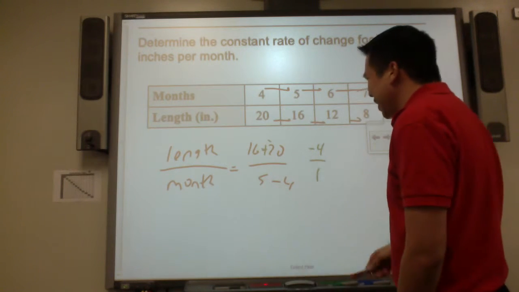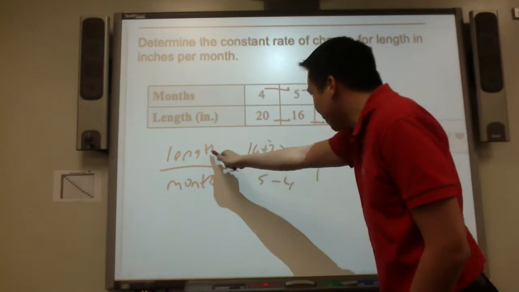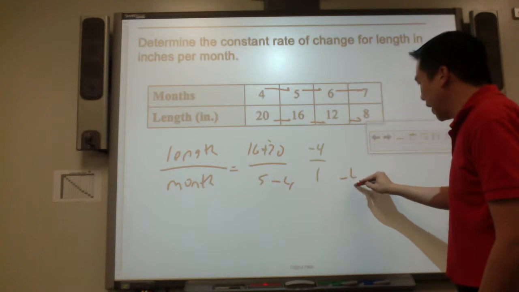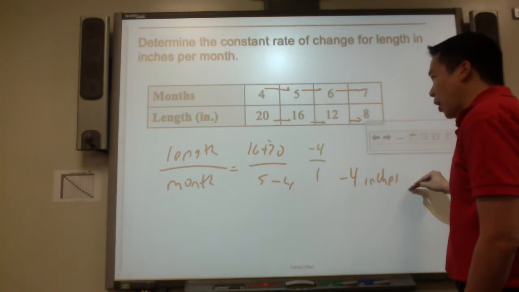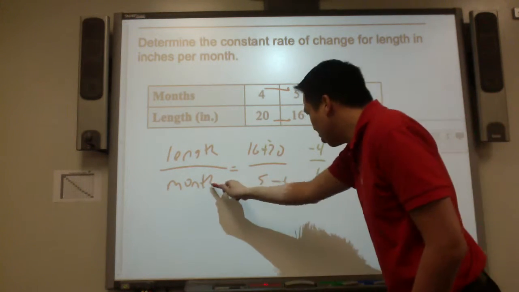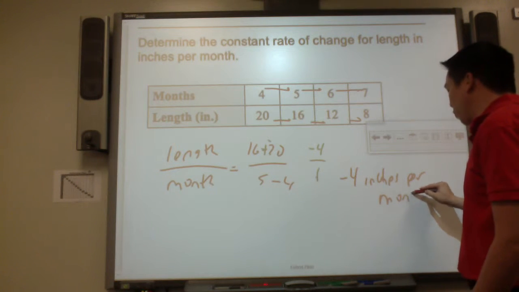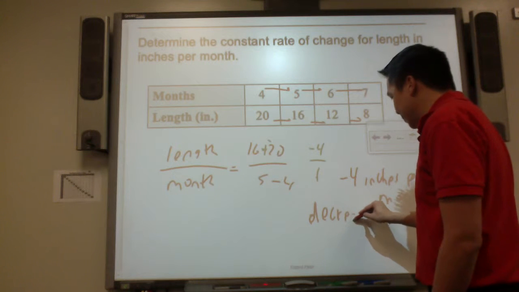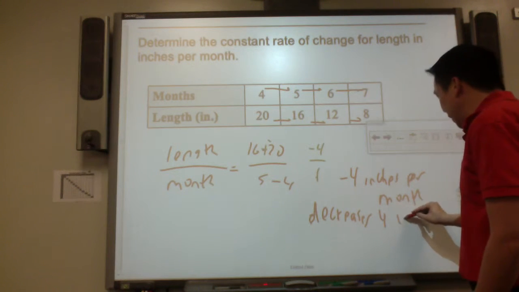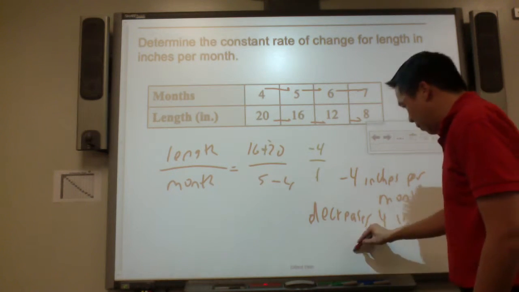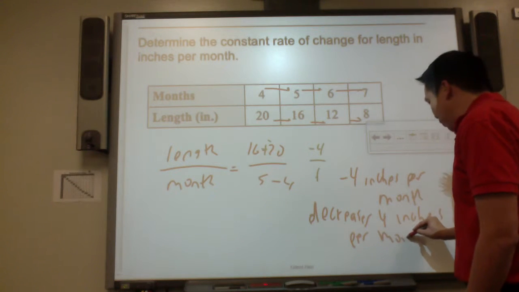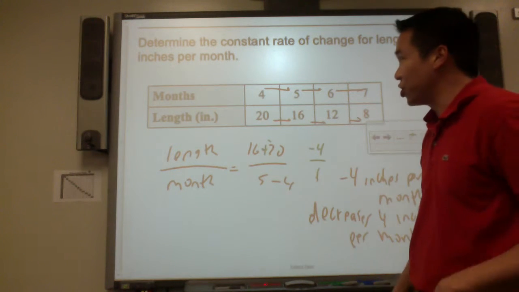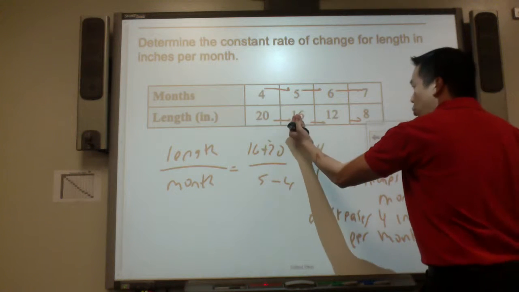What does this mean? Length. Negative 4 inches for every month. That's in word form. Another way you could describe it, it decreases 4 inches per month. So every month it goes down 4 inches. So it's a fixed amount. It goes down 4. It goes down 4.